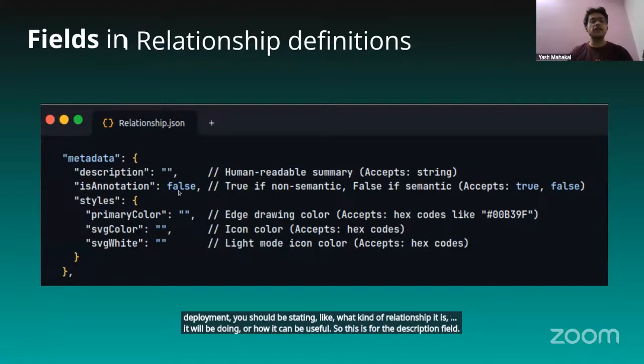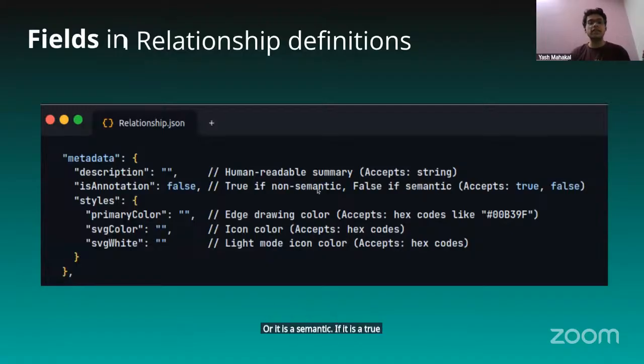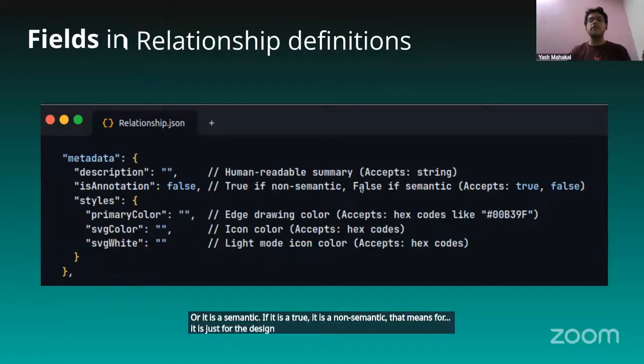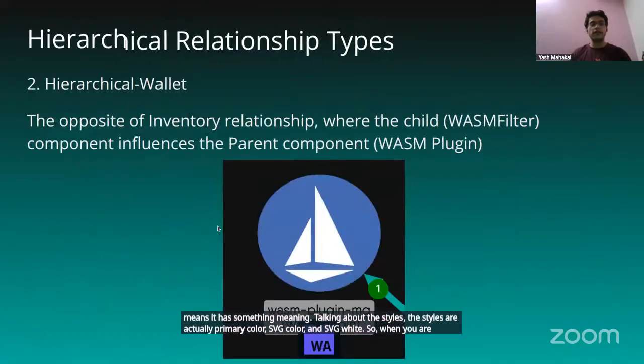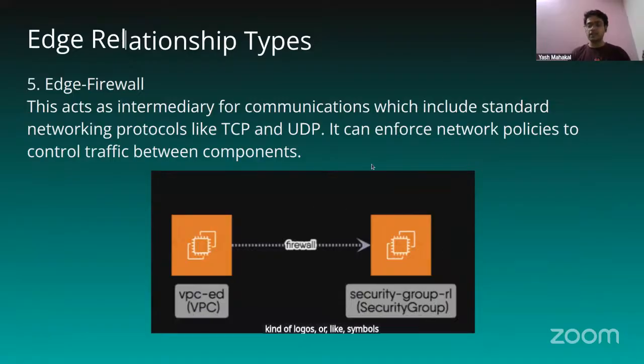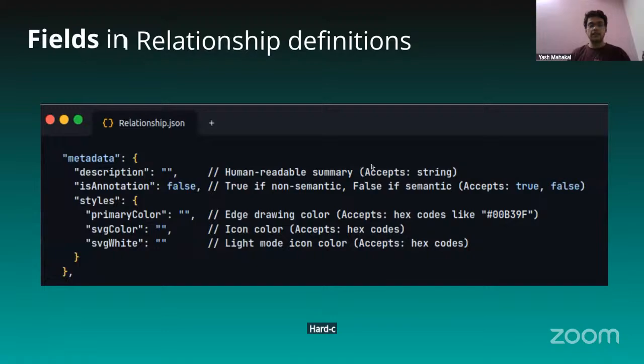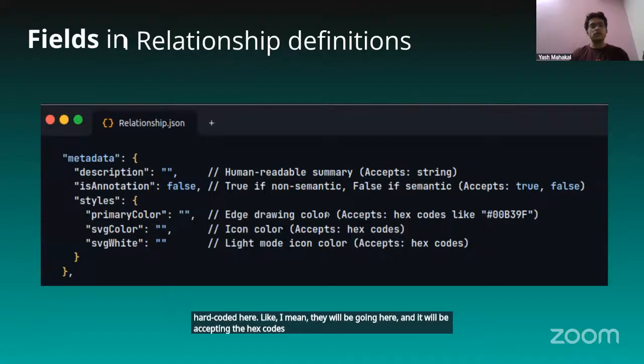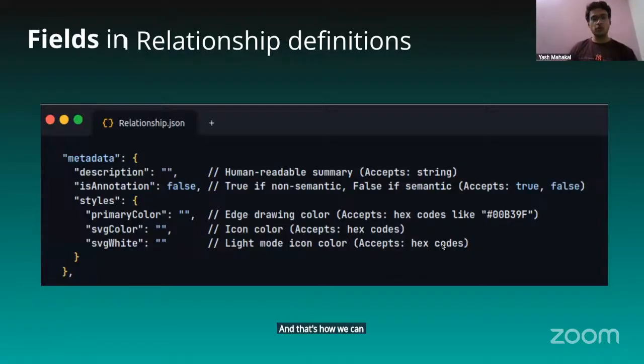There is an isAnnotation field, which actually decides if it is non-semantic or semantic. If it is true, it is non-semantic, which means it is just for design purposes. And if it is false, it is semantic, which means it has some meaning. Talking about the styles, they are primary color, SVG color, and SVG white. When you are looking at those logos or symbols, they are hard coded here. They will be accepting hex codes like this. And that's how we can give them a logo.